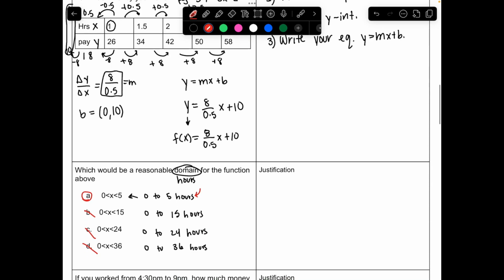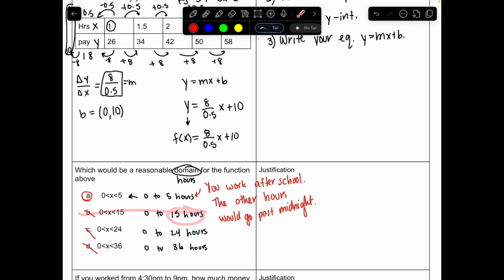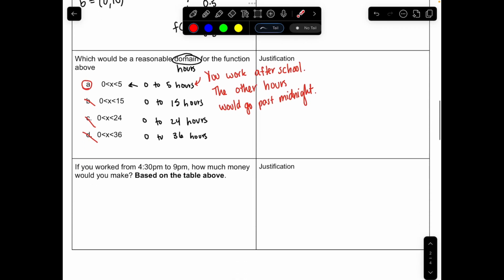So your explanation here would be: you work after school; the other hours would go past midnight, which again is against labor laws, you should not be working more than 20 hours per week. So this is not even correct, okay? If you're under 18, you cannot work past 20 hours a week, okay?